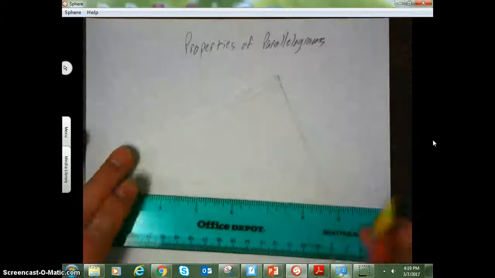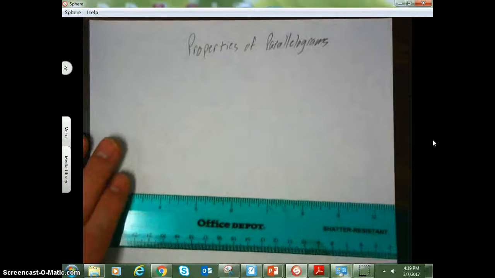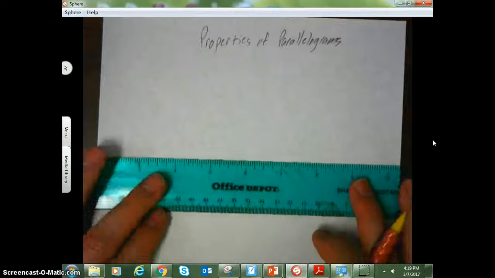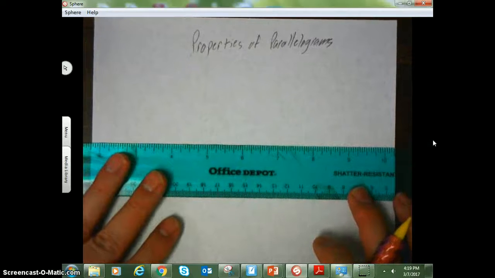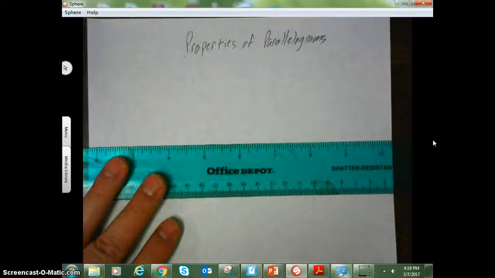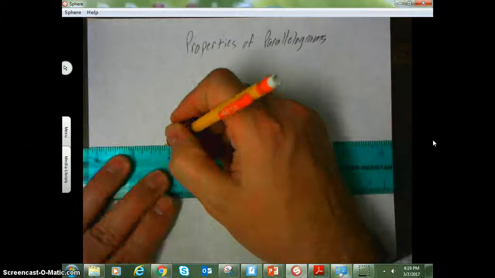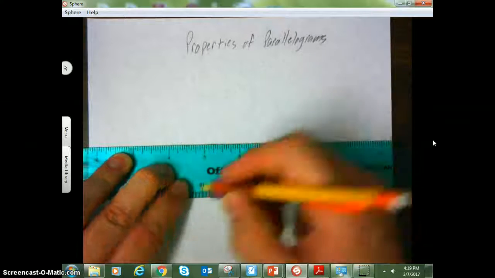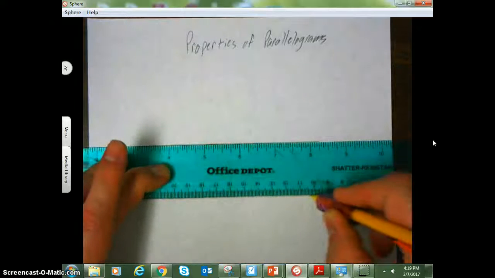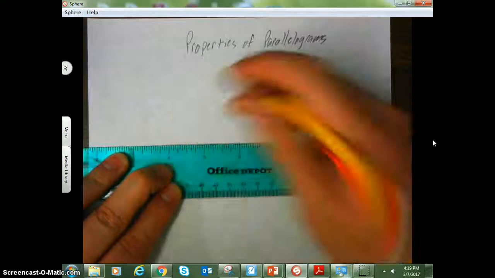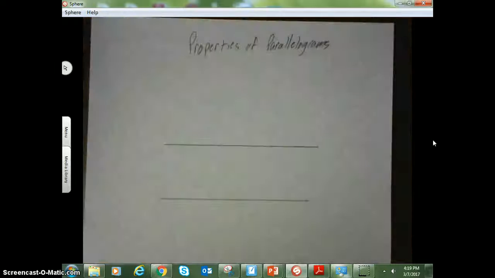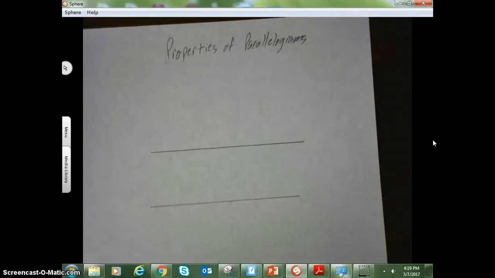Now, in the past, I've demonstrated how to construct parallel lines, but for the purpose of this investigation, I'm going to cheat just a little bit, and I'm going to use the two sides of my straight edge to draw a set of parallel lines. Okay, so we have that.